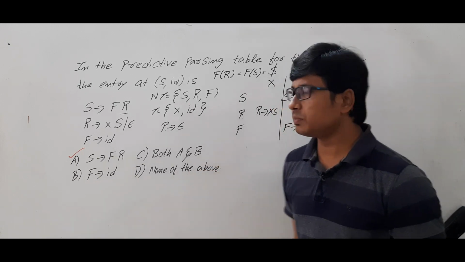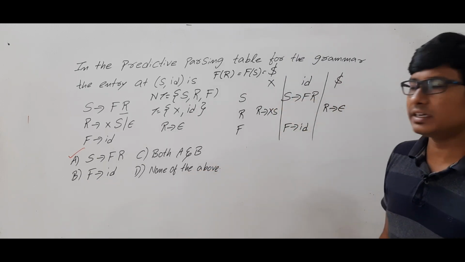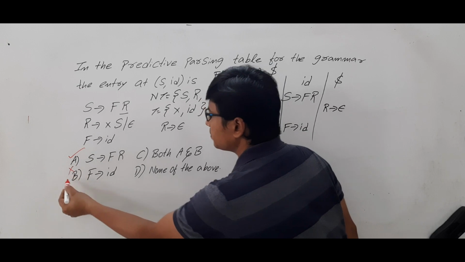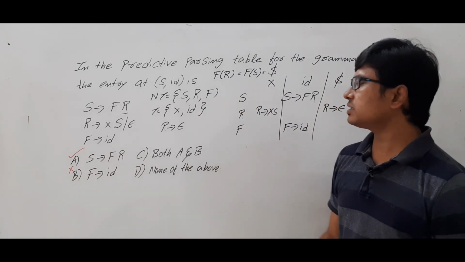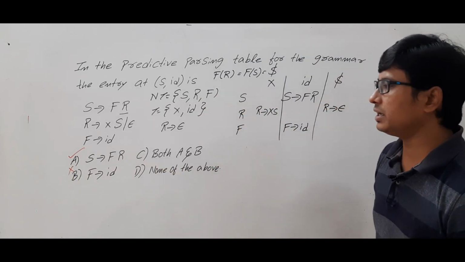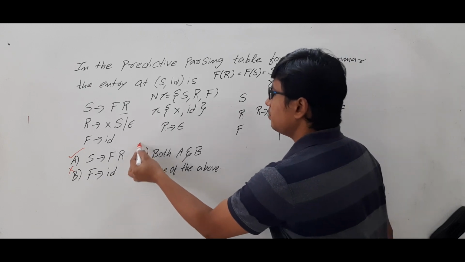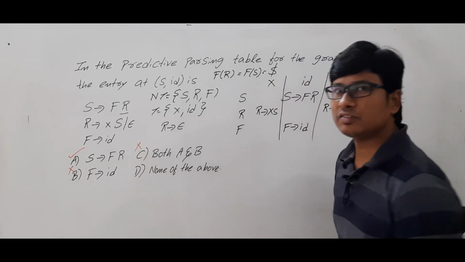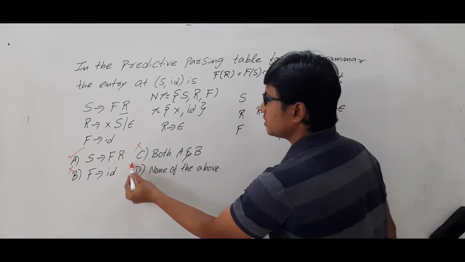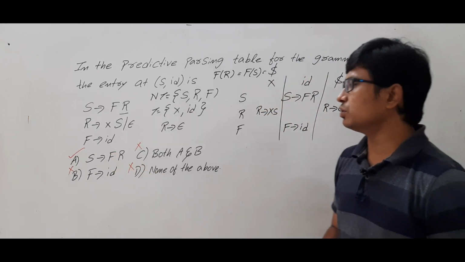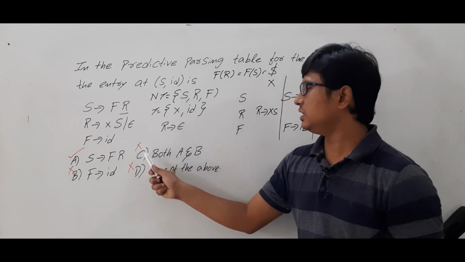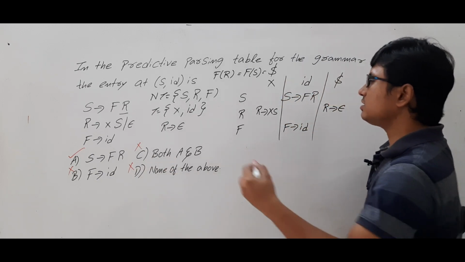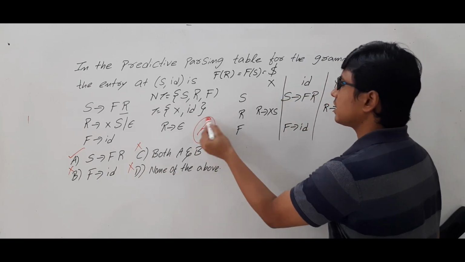What about option B? F determines ID. F determines ID is not there at S on ID, so option B is wrong. Option C, what they are saying, A and B are correct. But only A is correct, B is wrong, so option C is wrong. And they are saying none of the above, but option A is correct, so option D is wrong. So options B, C and D are wrong. For this question, option A is the right one.